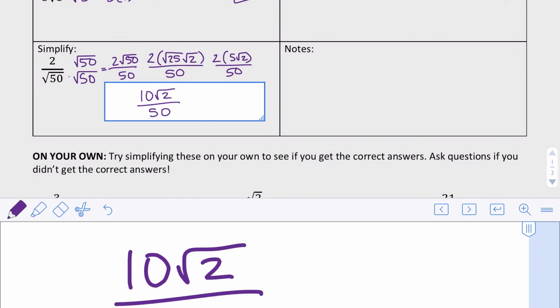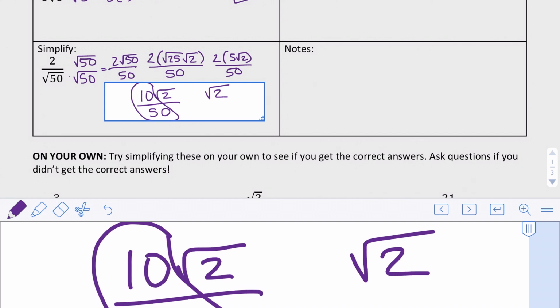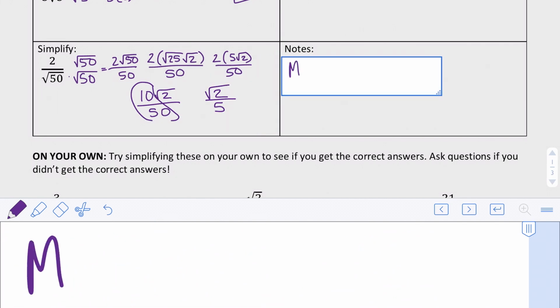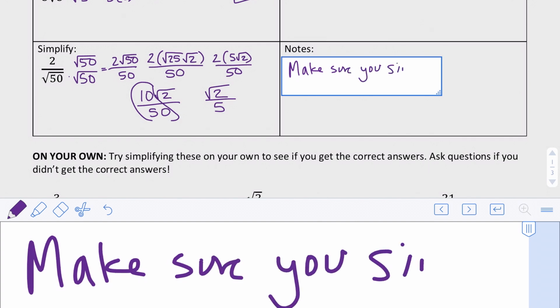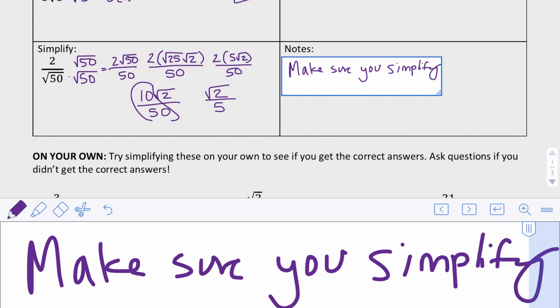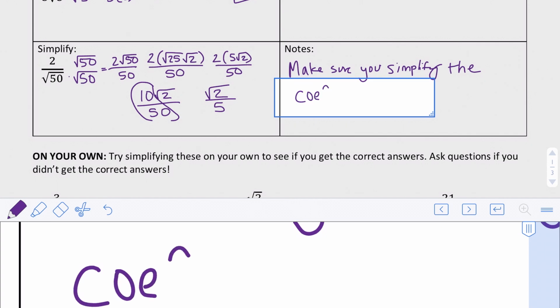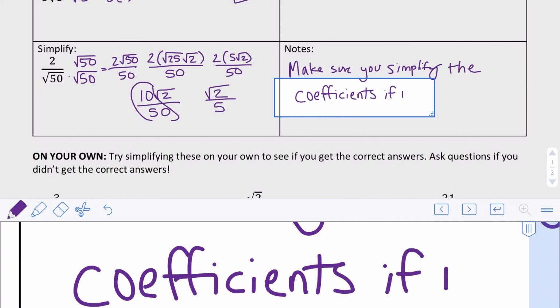And then the last little bit here, guys, is if we have a fraction of coefficients that can be reduced or simplified, we need to do that. So 10 over 50 is the same as 1 over 5, but I'm just going to write the 5. I don't need to write the 1 because that's kind of redundant. Okay, so my notes here are to make sure you simplify the coefficients if possible.